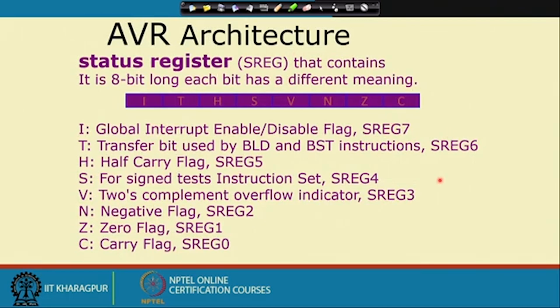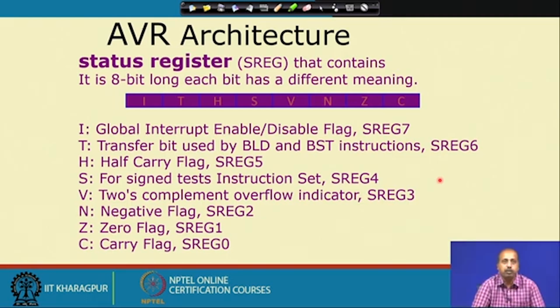Then the status register. We have one status register, SREG, that is an 8 bit long register, and each bit has a different meaning. The most significant bit is the I bit, which stands for the global interrupt enable disable flag. It is the IE or EI bit for different processors, the global interrupt enable. Then the next bit is the T bit, which is the transfer bit used by BLD and BST instructions. These are 2 special instructions that we will see later.